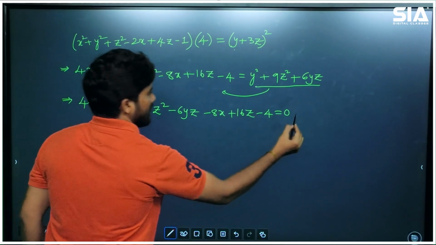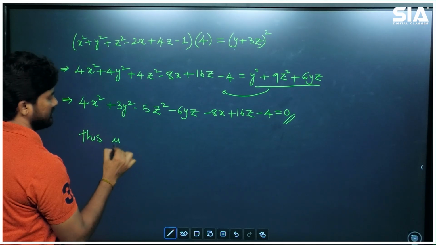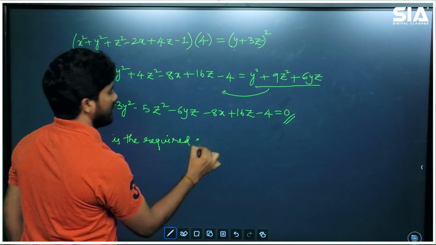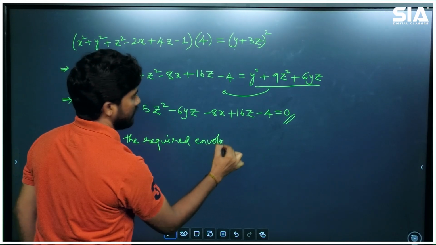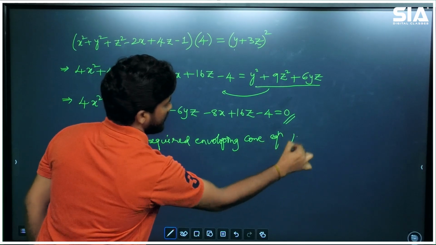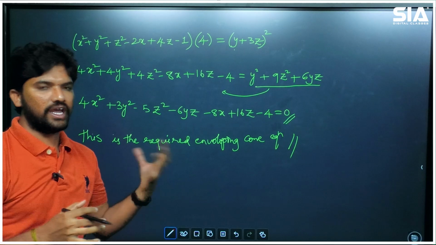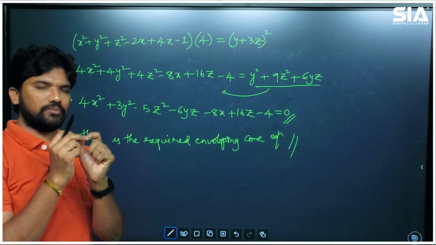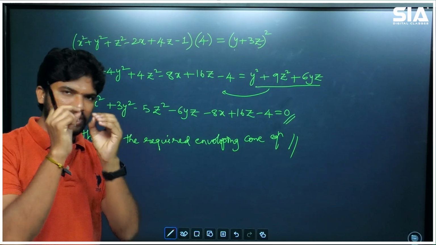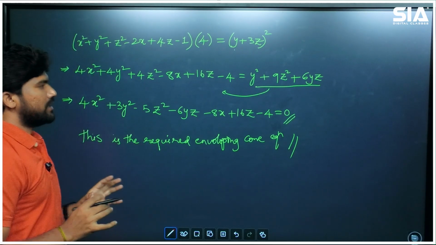This is the required enveloping cone equation. Okay, so in this format we have to solve the problems based on the enveloping cone. The only one thing you should remember, don't forget the formula: capital S into S of x1 is equal to capital T square. So this is the total explanation of this problem.